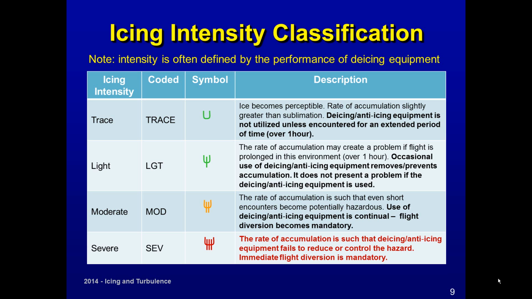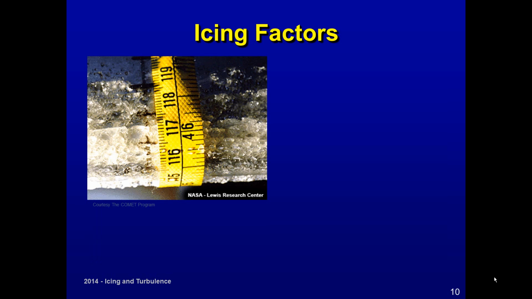Under light icing events, usually it's just occasional use of de-icing equipment that removes and prevents any accumulation. But with moderate types of icing, the use of de-icing and anti-icing equipment is continual, and flight diversion then becomes mandatory. With severe, the rate of accumulation is such that the de-icing anti-icing equipment fails to reduce or control the hazard.